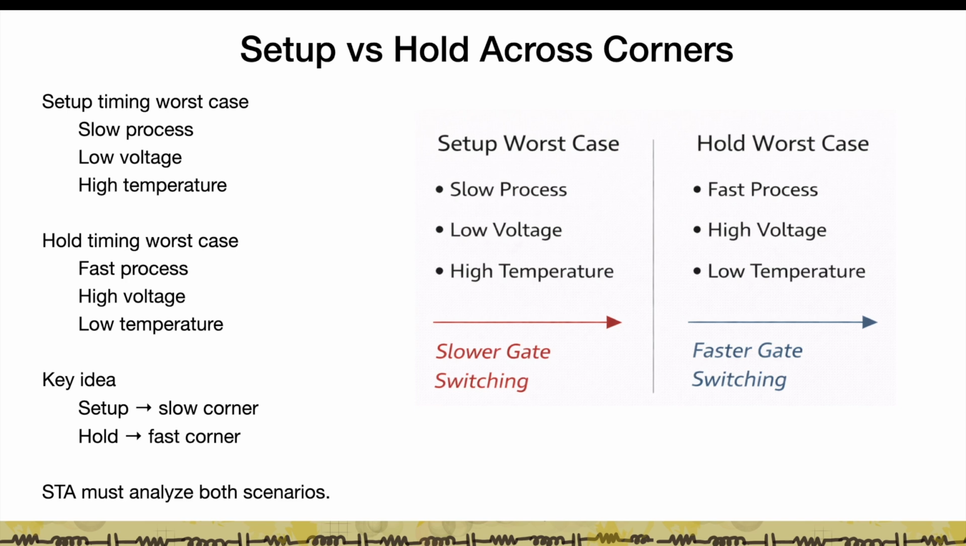A design that's comfortable at TT can simultaneously have a setup violation at SS and a hold violation at FF. This is the fundamental tension in timing closure. You're not just trying to pass one corner, you're trying to pass all of them at once, with every path sitting in a valid window across the full PVT space.